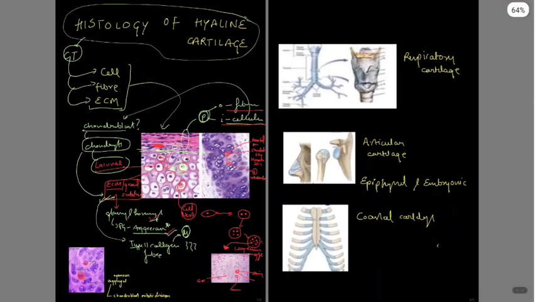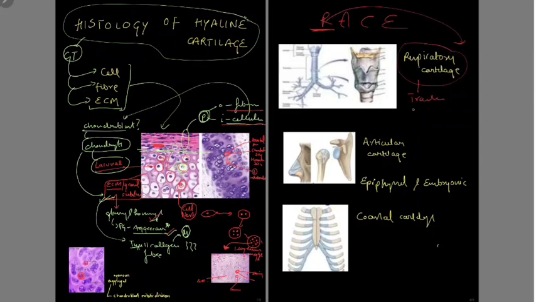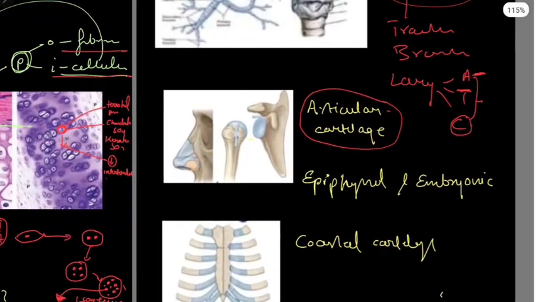So let's see some examples of hyaline cartilage now. Actually we can remember the mnemonic RACE. So we have R, that stands for respiratory cartilage, that is trachea, bronchus, and part of larynx, that is A, T and C, that is arytenoid except for the apex, thyroid and cricoid cartilage, which contain hyaline cartilage. Talking about articular cartilage, that contains hyaline cartilage everywhere.